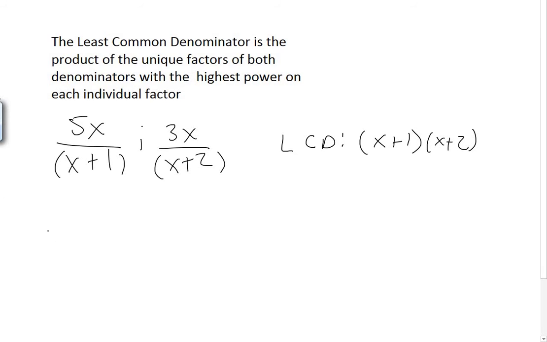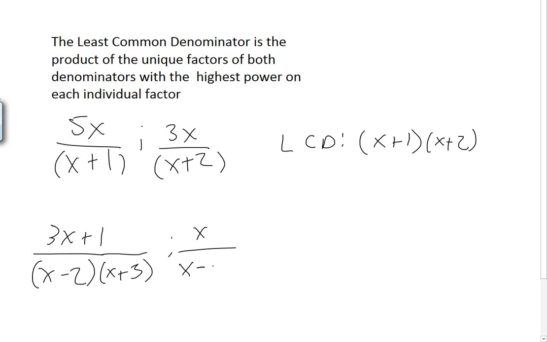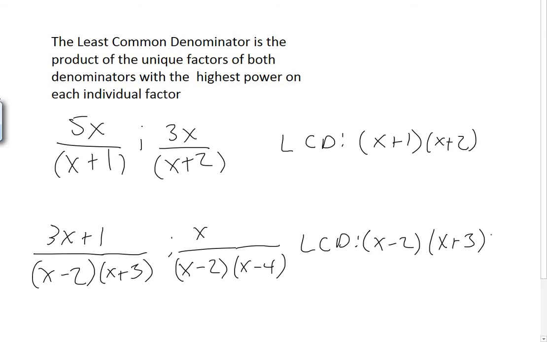But let me say, what if I had (3x + 1) over (x - 2)(x + 3), and then over here I had x over (x - 2)(x - 4). What's the LCD in this case? The least common denominator, again, is the product of the unique factors. So you just go through and grab one of everything: (x - 2)(x + 3)(x - 4). I'm taking the product of the unique factors.